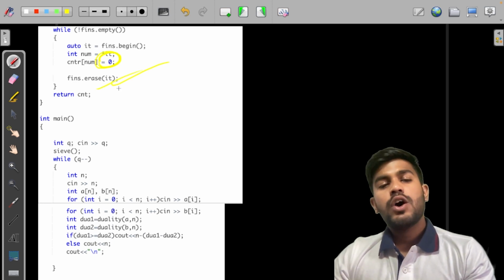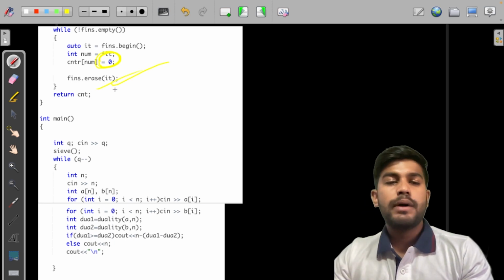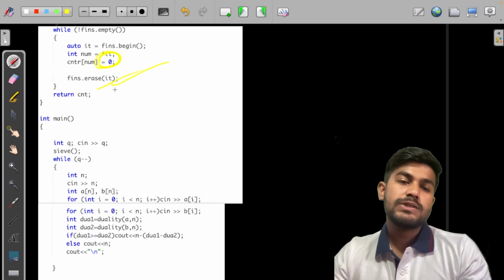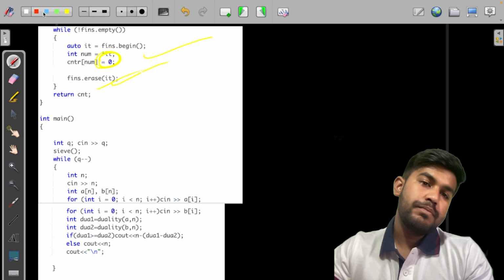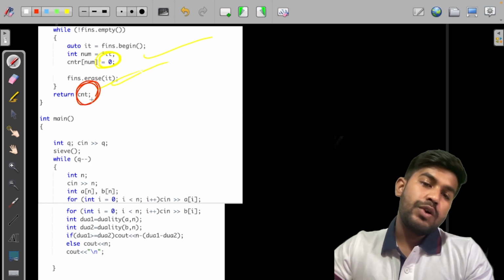This is what we are doing. Or else you can just have an array loop and unhash the values. But this is more useful. Moving forward, we return the count of this.